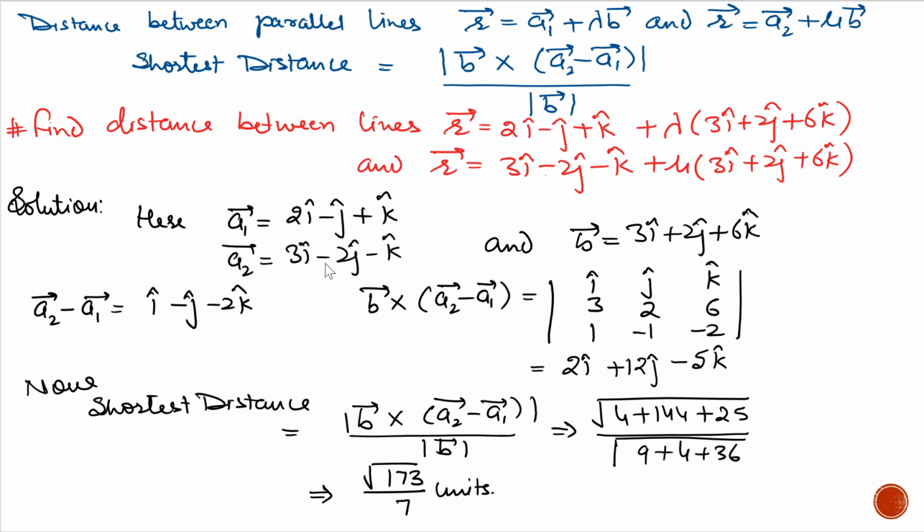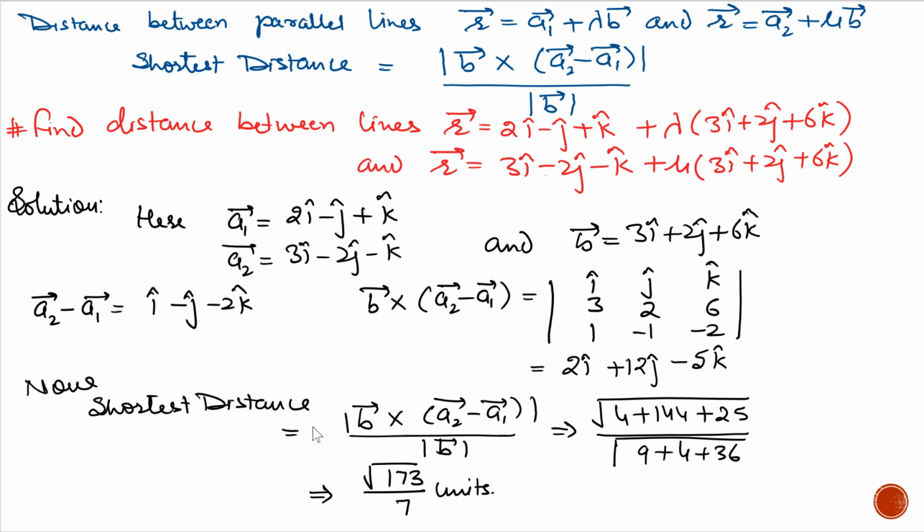Now a2 minus a1 is (3 minus 2)i plus (minus 2 plus 1)j plus (minus 1 minus 1)k, which equals i minus j minus 2k. And now b vector cross (a2 minus a1): the determinant of i, j, k, the coefficients in b vector are 3, 2, 6, and the coefficients of a2 minus a1 are 1, minus 1 and minus 2. After simplification we get b vector cross (a2 minus a1) equals 2i plus 12j minus 5k.